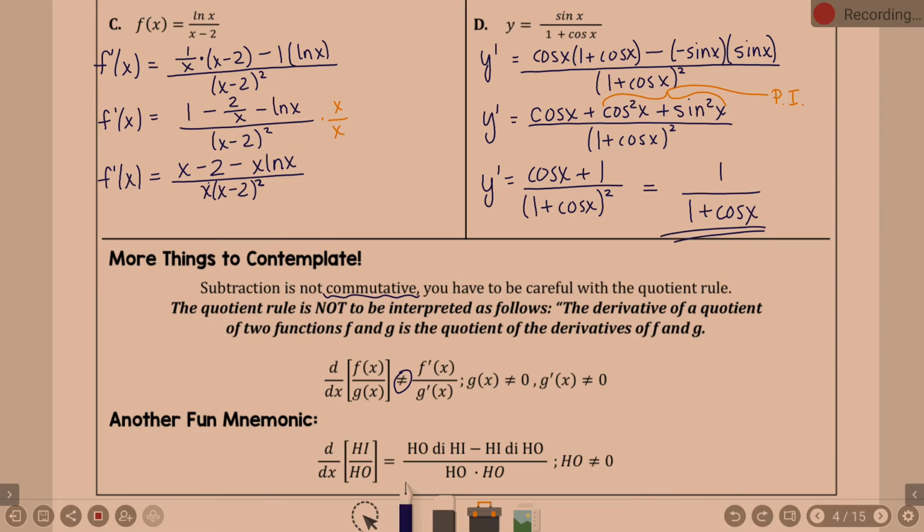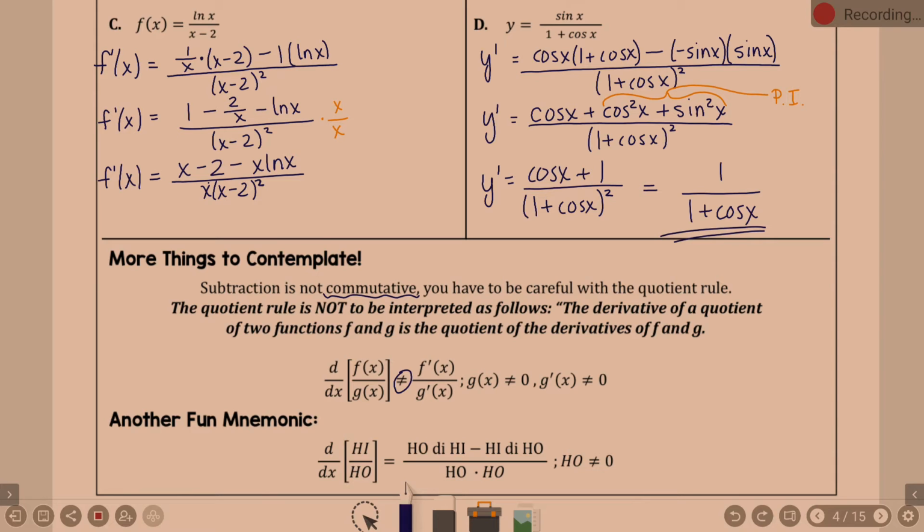She has in here another fun mnemonic. Basically, the lows are changed to hoes, and so you've got Hi D-Ho minus Ho D-Hi over Ho Ho. So, Santa Claus. Where's Santa Anita? Or it's me.